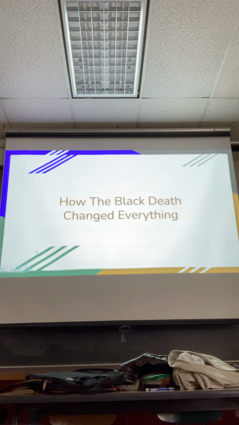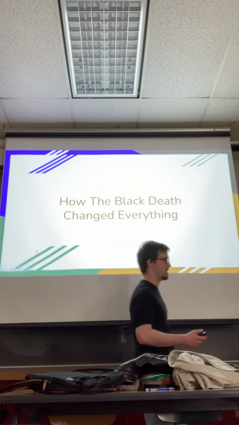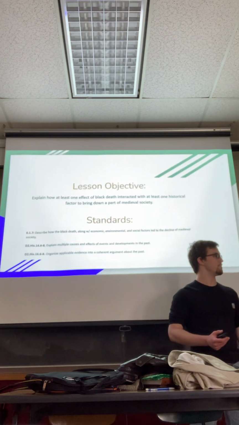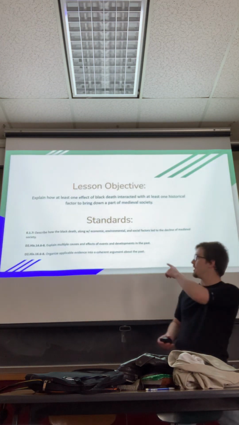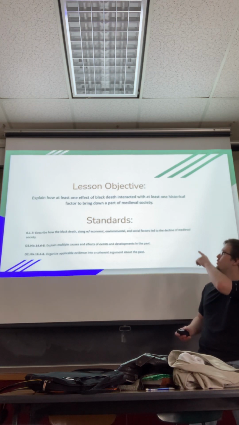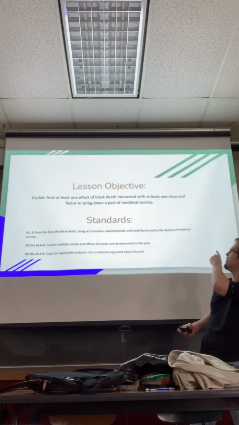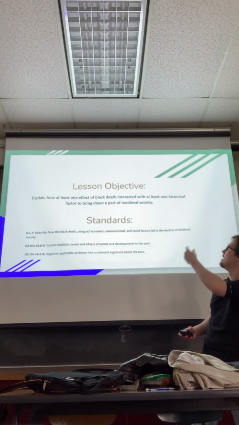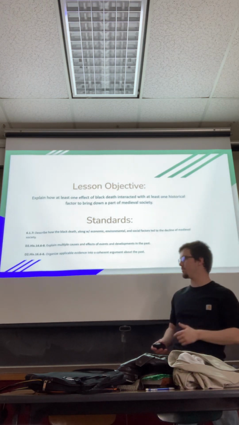Today, we're going to talk about the Black Death and how it really changed everything, especially in Europe. So there I put our lesson objective, right? Explain how at least one effect of the Black Death interacted with at least one historical factor to bring down a part of medieval society.